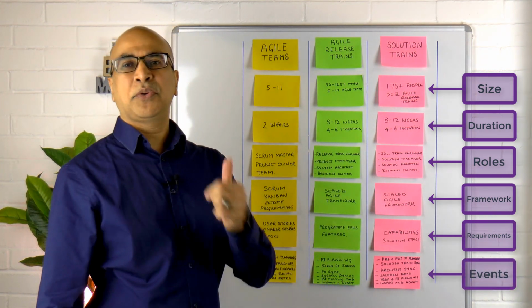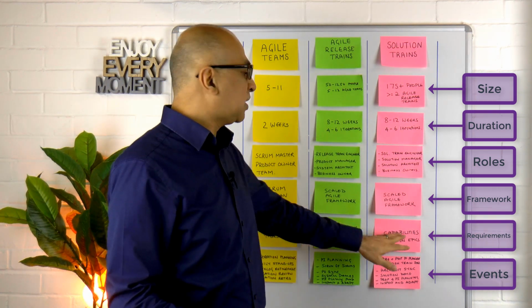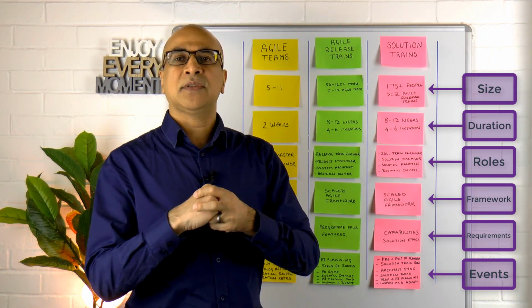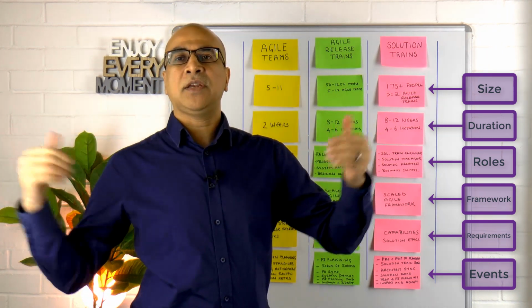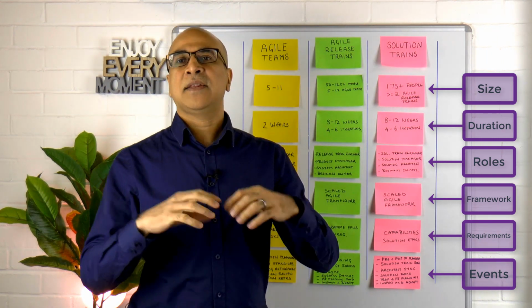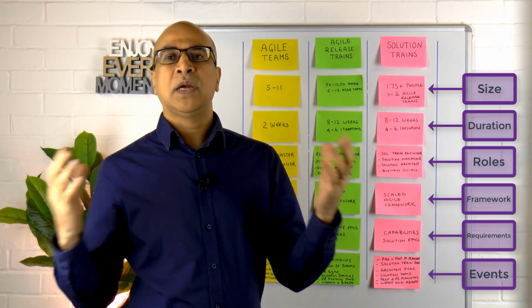Okay. Right, for a solution train, we've got something slightly different. You've got something called a pre-PI planning and you've got a post-PI planning. So the capabilities that we talked about that bind the features together, they go in as inputs into this. Then they feed into each of the different PI plannings that take place. And then the output from the PI planning goes into the post-PI planning event where it's all brought together.